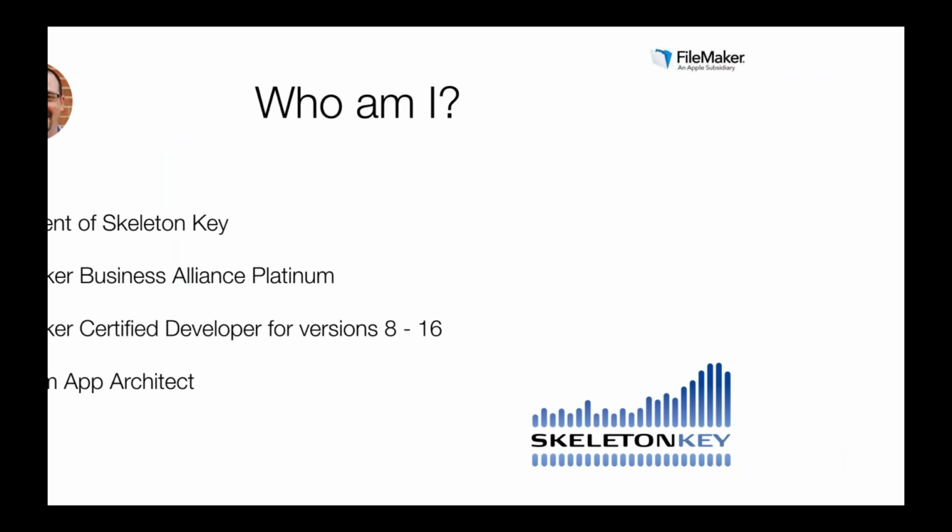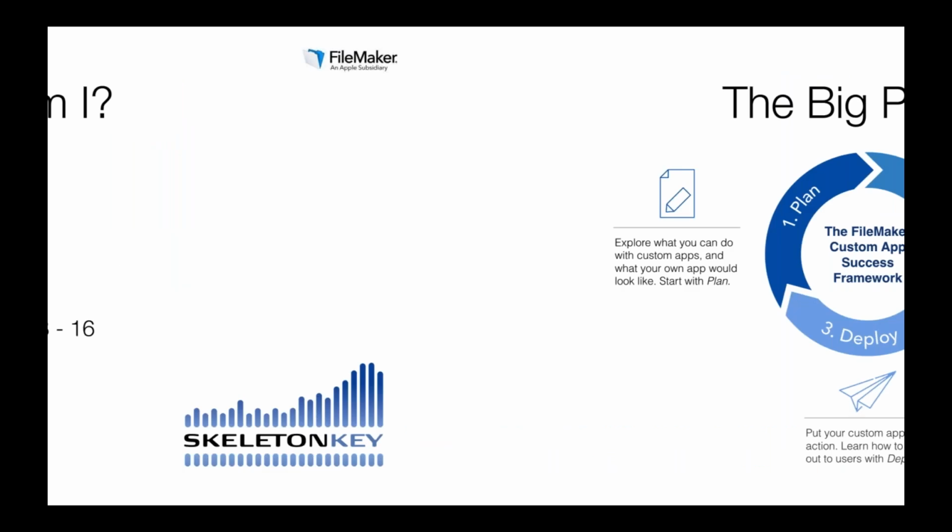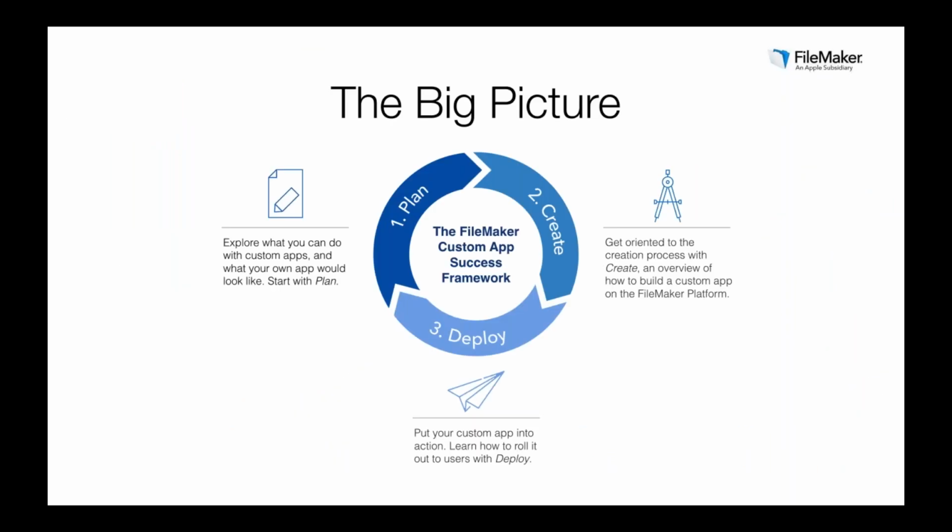So here's a bird's eye view of the three guides in the series. It's not an accident that this diagram is a loop, because custom app development is often cyclical. In fact, we often tell our clients that it's a continuum. You're going to plan, you're going to create, then you're going to deploy, and then eventually you're going to start planning changes to your custom app again, because your business will keep changing, and so can your app. And this is one of the most powerful features of the FileMaker platform. Today we're talking about the first step in this series, plan.